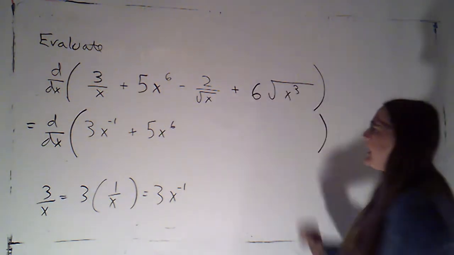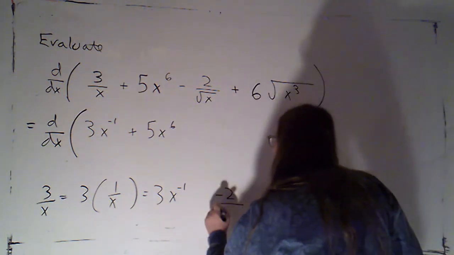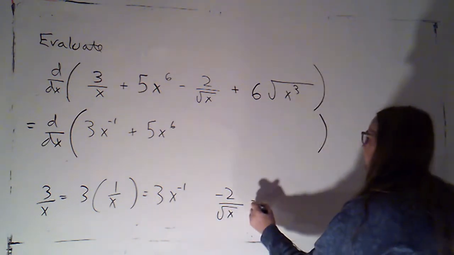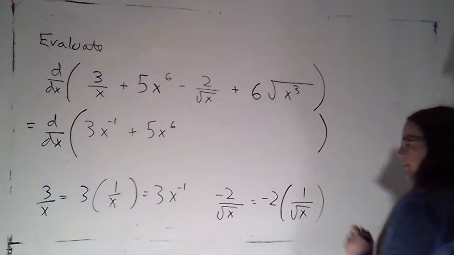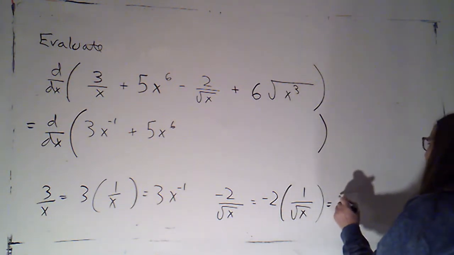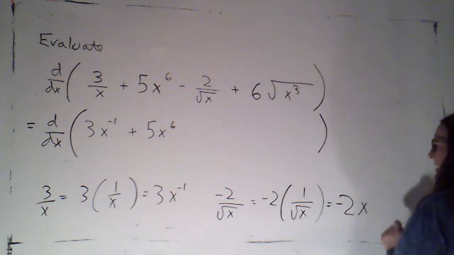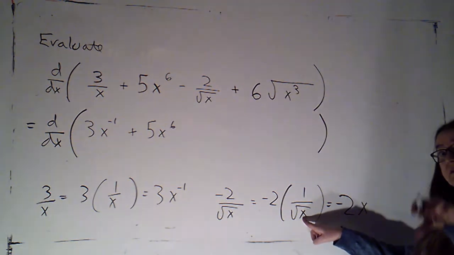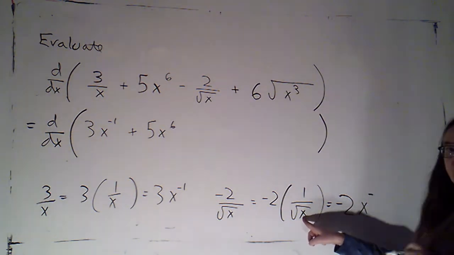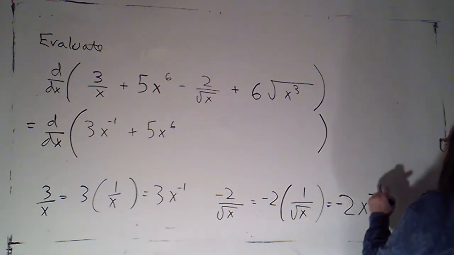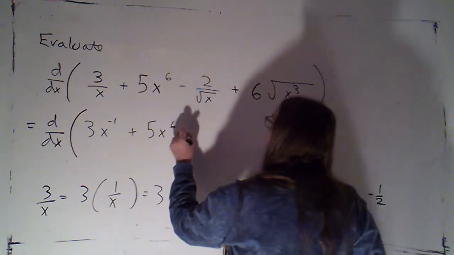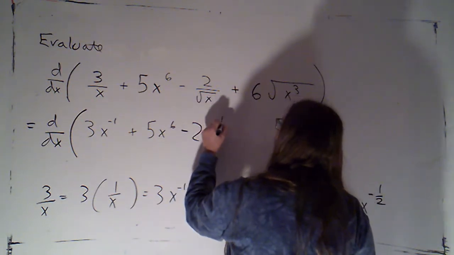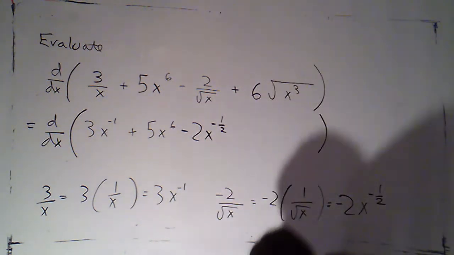Okay. Now, negative 2 over root x. That's minus 2 copies of 1 over the square root of x. That's negative 2 copies of x. Now, because it's in the denominator, it's a reciprocal. So we're going to have a negative exponent, and a square root is the fraction 1/2. So this piece becomes negative 2x to the negative 1/2.